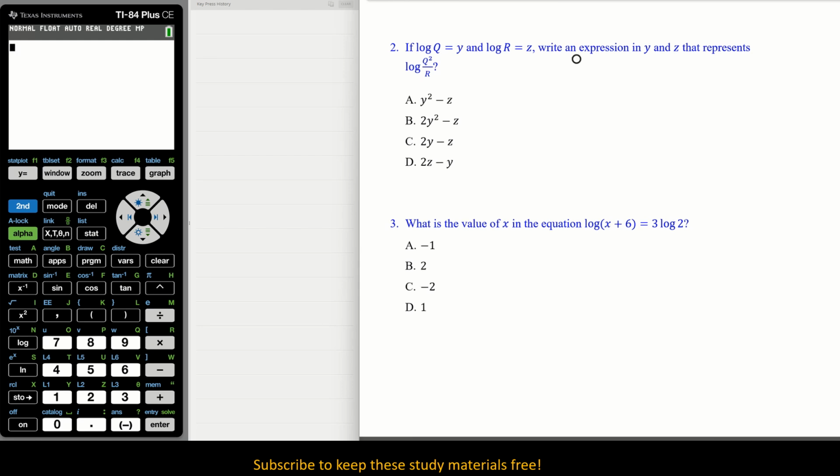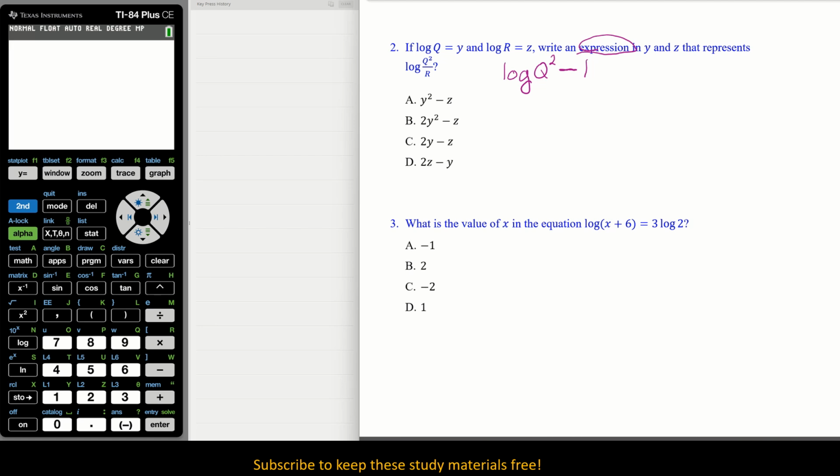If log of Q equals Y and log of R equals Z, write an expression in Y and Z that represents log of Q squared over R. The first thing that we need to remember, and you can see from your options that this is true, is that we're subtracting. When you see division, you can take log Q squared and subtract. Because remember, it says an expression. We don't need a whole equation.